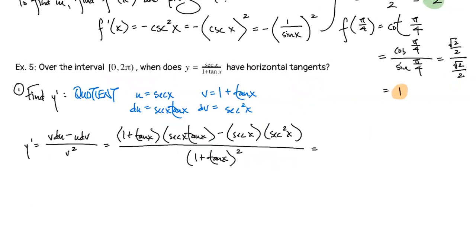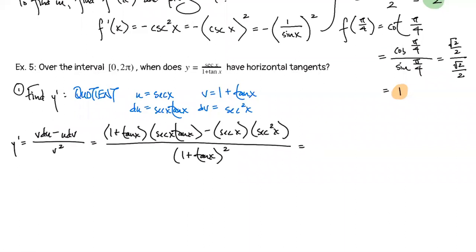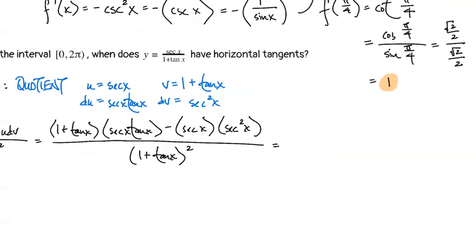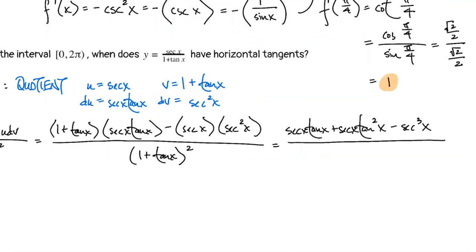All right, so as per usual, let's go ahead and see what we can do to clean up the numerator. Let's clean up the numerator, but we're going to leave the denominator as 1 plus tangent x, that quantity squared. So if I start to simplify, I'm going to get secant x tangent x plus secant x tangent squared x minus secant cubed x, all over 1 plus tangent x squared.